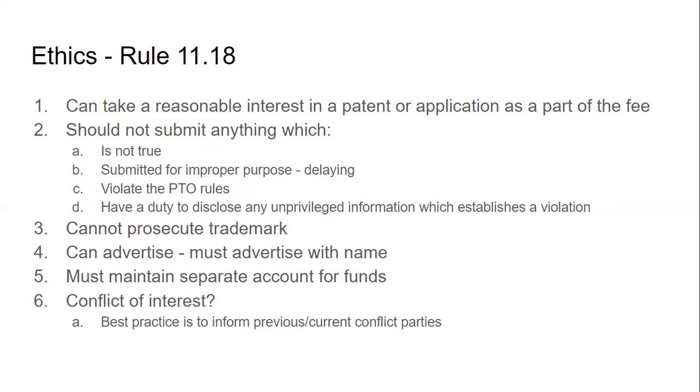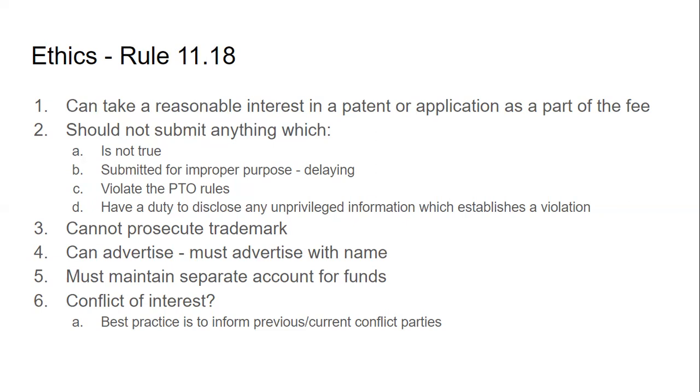You can't prosecute trademarks. You can advertise, but you have to advertise with your name and make it clear you're a patent agent if you're not an attorney, and that you can't practice trademarks. You have to maintain a separate account or fund, so no commingling client money with attorney money.